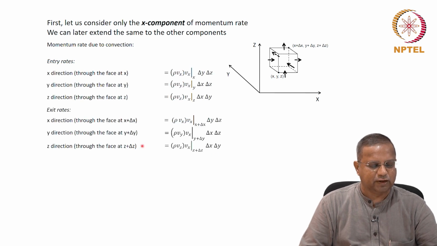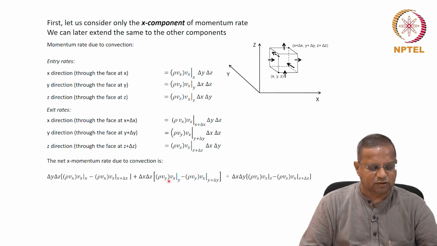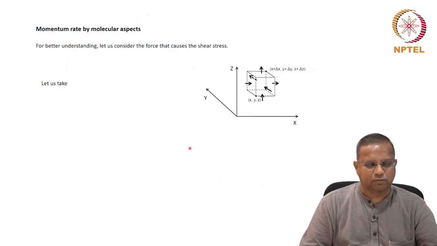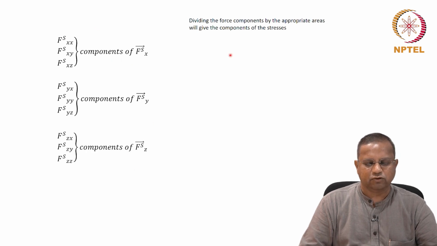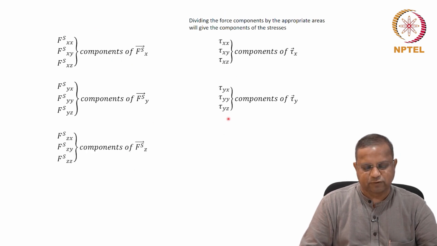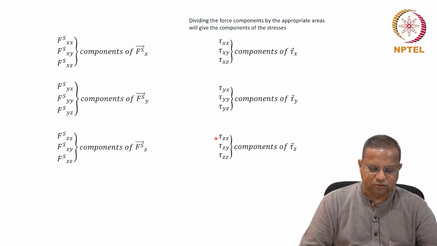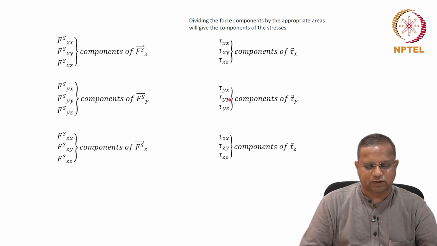So these were the entry rates, exit rates that we got. This is the net x momentum. Then we looked at molecular aspects. We went through understanding the force that causes the shear stress and how that has so many different components, and you divide each by the area, you get so many different stresses. Some of them are shear stresses, some of them are normal stresses. And I also cautioned you that the normal stress is different from pressure.